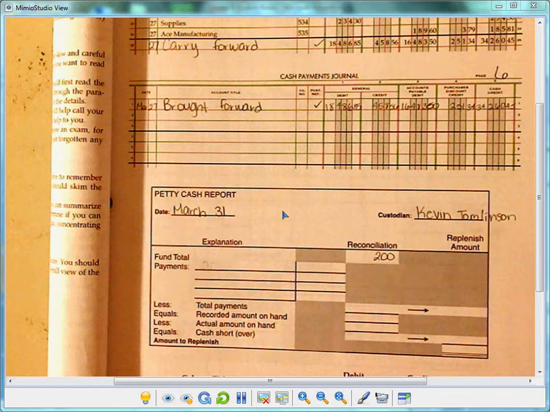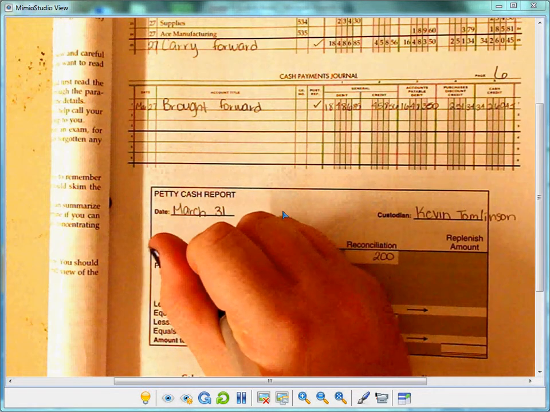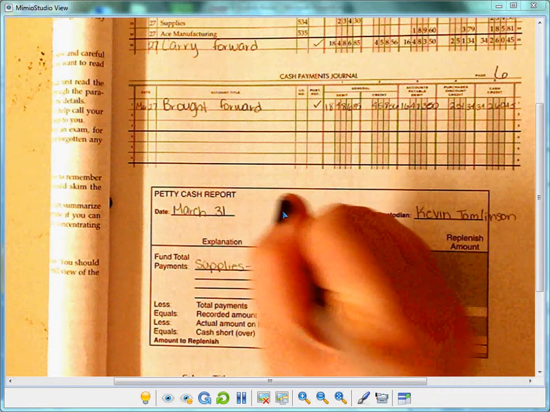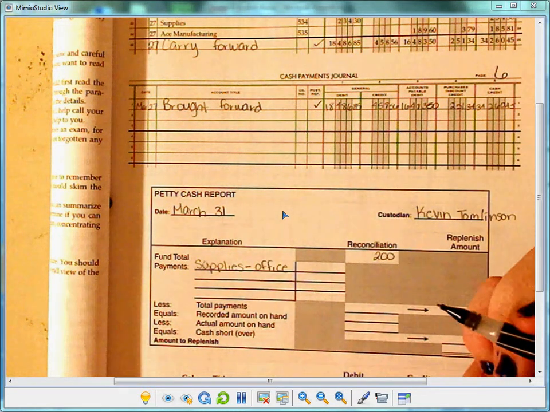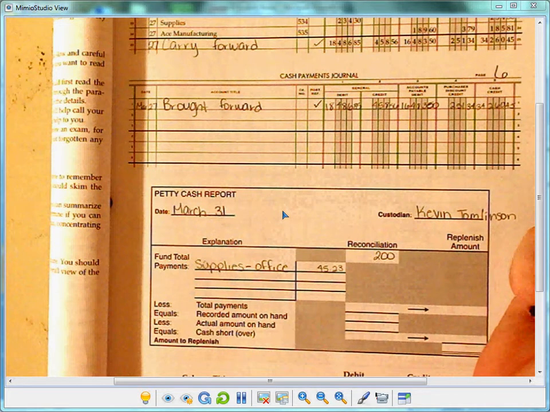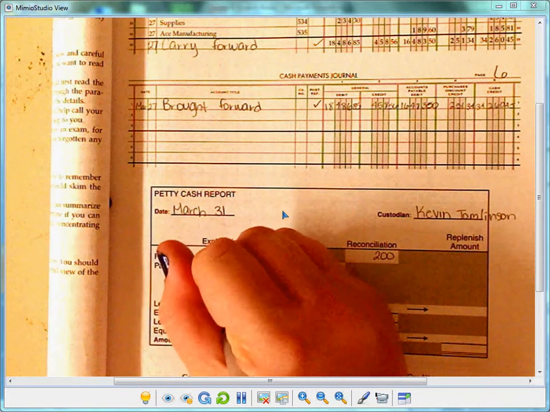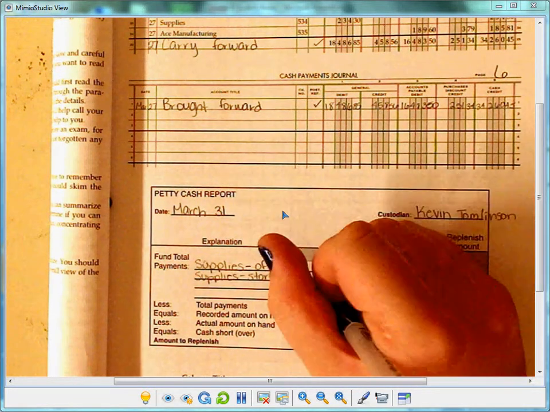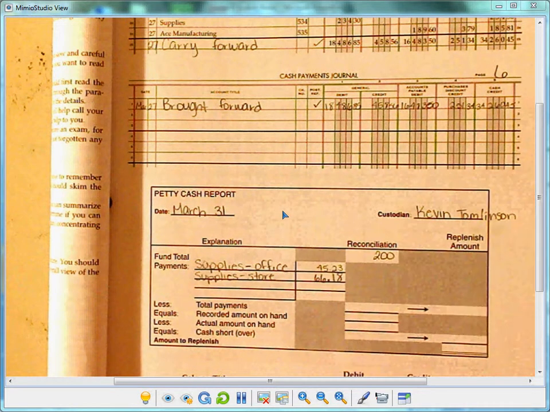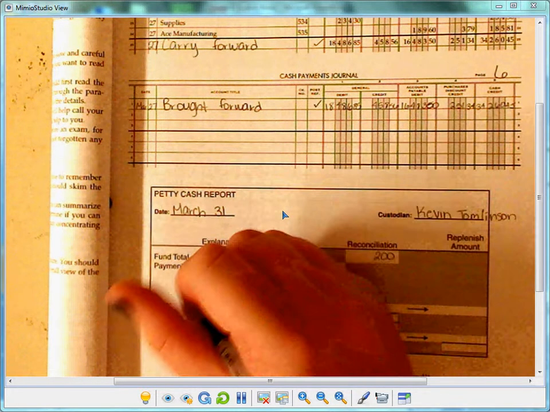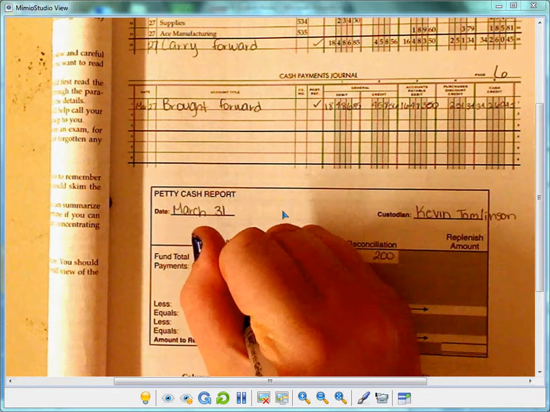Okay, then for our payments. The first one, so on the line you write supplies dash office. And then in the box for the amount, it's $45.23. Our next one is supplies dash store. And it's $66.18. And then our last one, miscellaneous. It's $49.25.